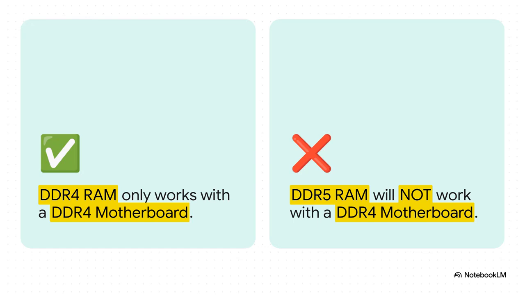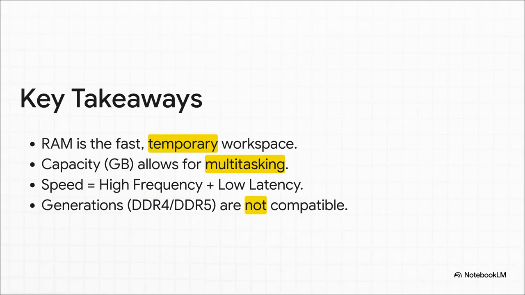Okay, pay attention, because this might be the single most important thing to remember if you're ever building or upgrading a PC. These generations, they are not compatible with each other. A stick of DDR5 RAM will not physically fit in a motherboard made for DDR4. The little notch on the stick is in a different place, so you absolutely 100% have to make sure your RAM generation matches what your motherboard supports. No exceptions.